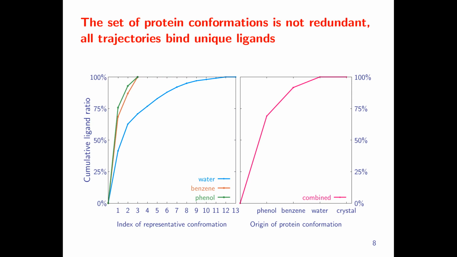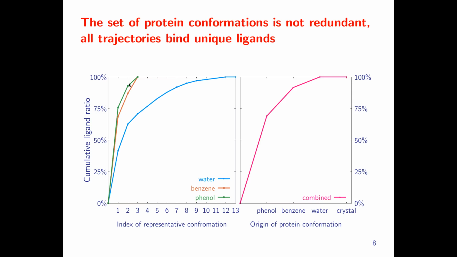So on the left side, the individual conformations of the various MD trajectories are ordered according to the number of unique ligands that they bind. This cumulative ligand binding plot visualizes the number of protein conformations that are necessary to identify a given ratio of the ligands discovered by all representative protein conformations of a given trajectory. It can be seen that considering a single conformation would discover about 50% of the binders for the water trajectory and about 75% of them for the cosolvent ones.